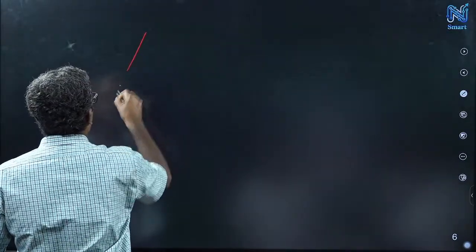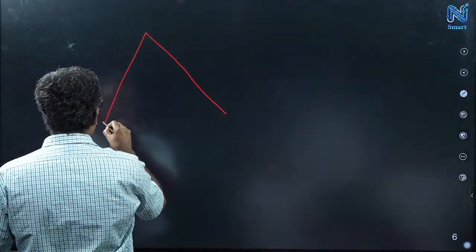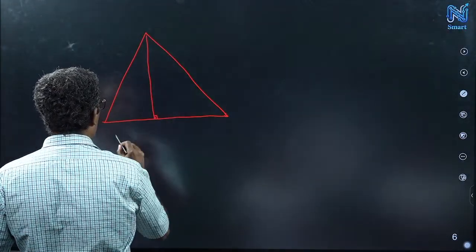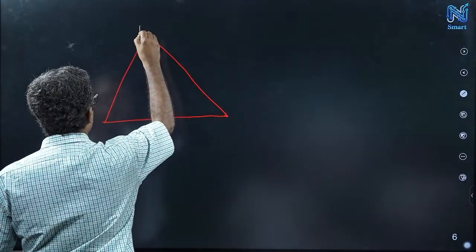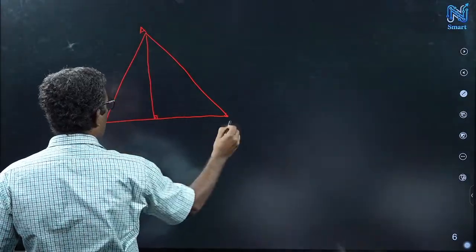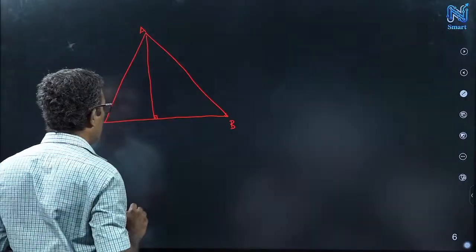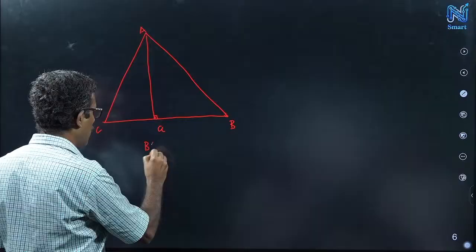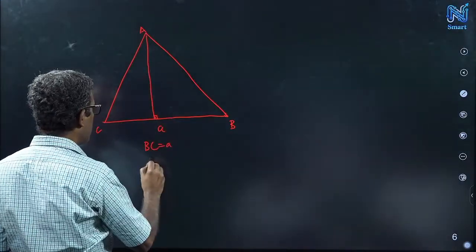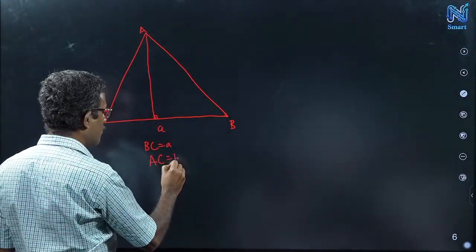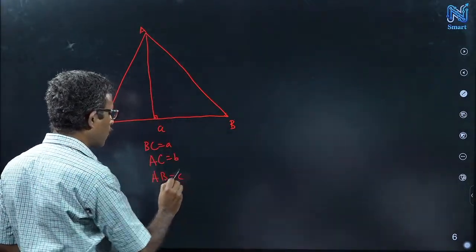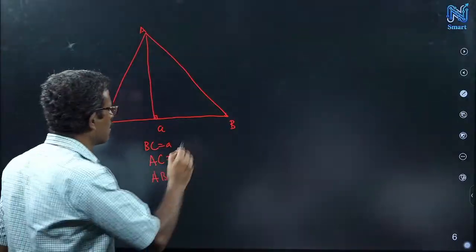Okay, we just write all these formulas first. For a triangle, say we drop the perpendicular, and this is A, B, C. Symbolically, we write BC as a, we write AC as b, opposite angle B, and opposite angle C is AB, which is c. These are just standard notation.